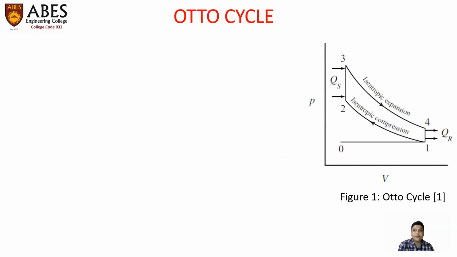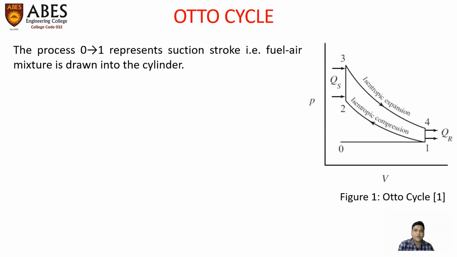First of all, we are going to discuss the different processes that occur in the Otto cycle. First process is 0 to 1, which has been represented on the PV diagram as shown here. Process 0 to 1 is represented by this line on the PV diagram. This process represents the suction stroke, that is, the fuel air mixture is drawn into the cylinder.